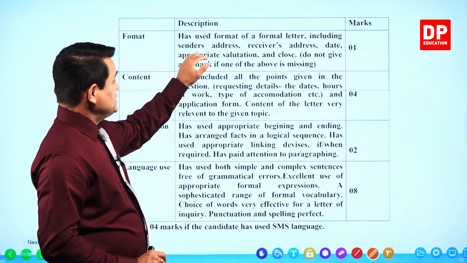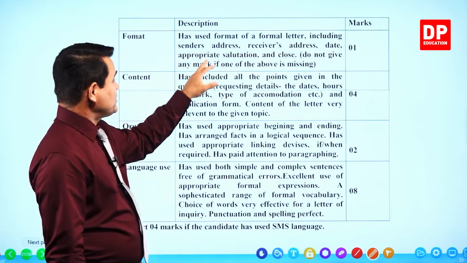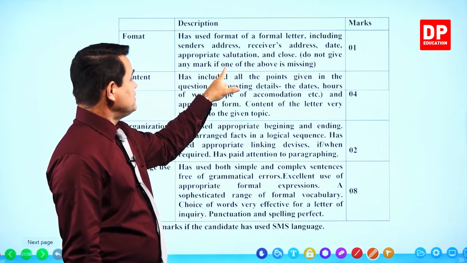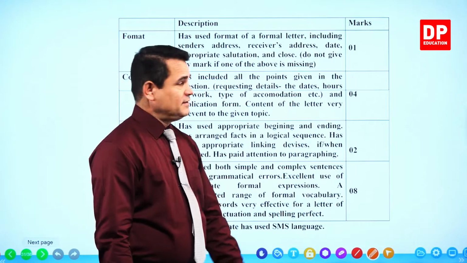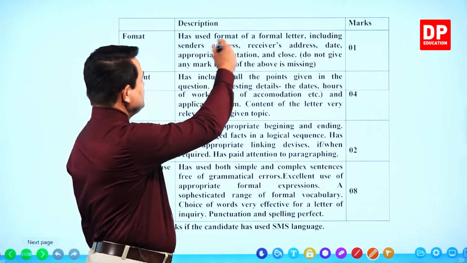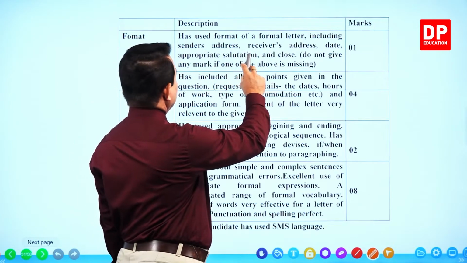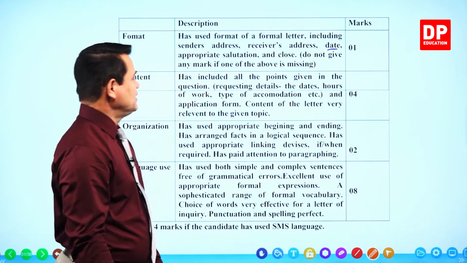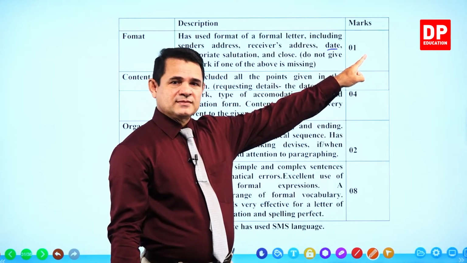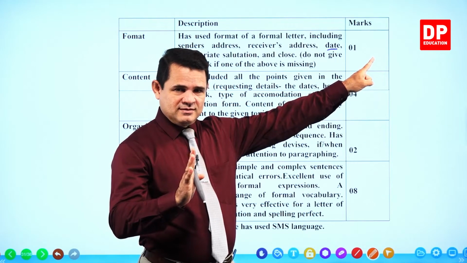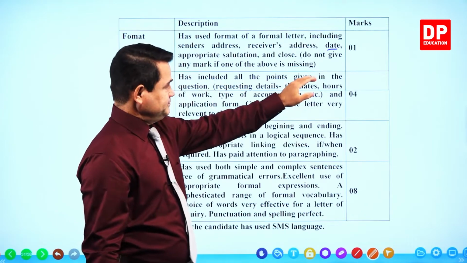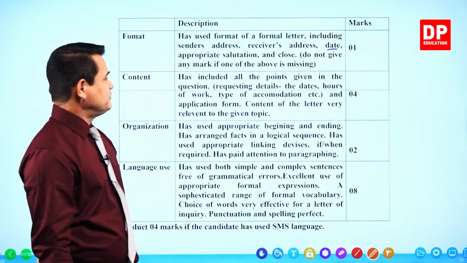And also including sender's address, receiver's address, date, appropriate salutation, and clause. Do not give any mark if one of the above is missing. Then මේවෙන් එකක් හරි ඔයාට ලියන්න අමතක වුණොත් අපි හිතමු you write the address and other things and you forgot to write the date. Date එක දාන්න අමතක වුණා. එහෙම නැත්නම් salutation එක. ඒවෙන් එකක් හරි අඩුයි නම් you don't get this mark. So එක ලකුණක් හරි අහක දාගන්න එපා. So even one mark is important to go for your grade. So then that is one mark for that.